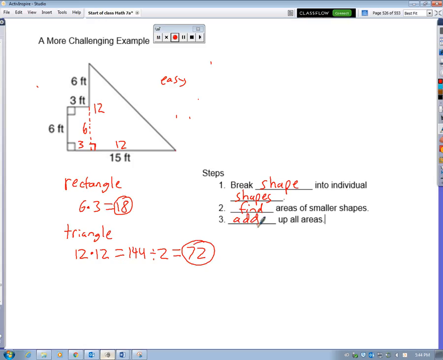We're moving on to step number 3. We're just going to add up both these areas, 18 and 72. Okay, that's going to get me 90. And our units are feet. Feet to the power of 2. Okay, there you go. Now you can calculate the area of composite shapes without a grid by breaking up the shape into those parts.